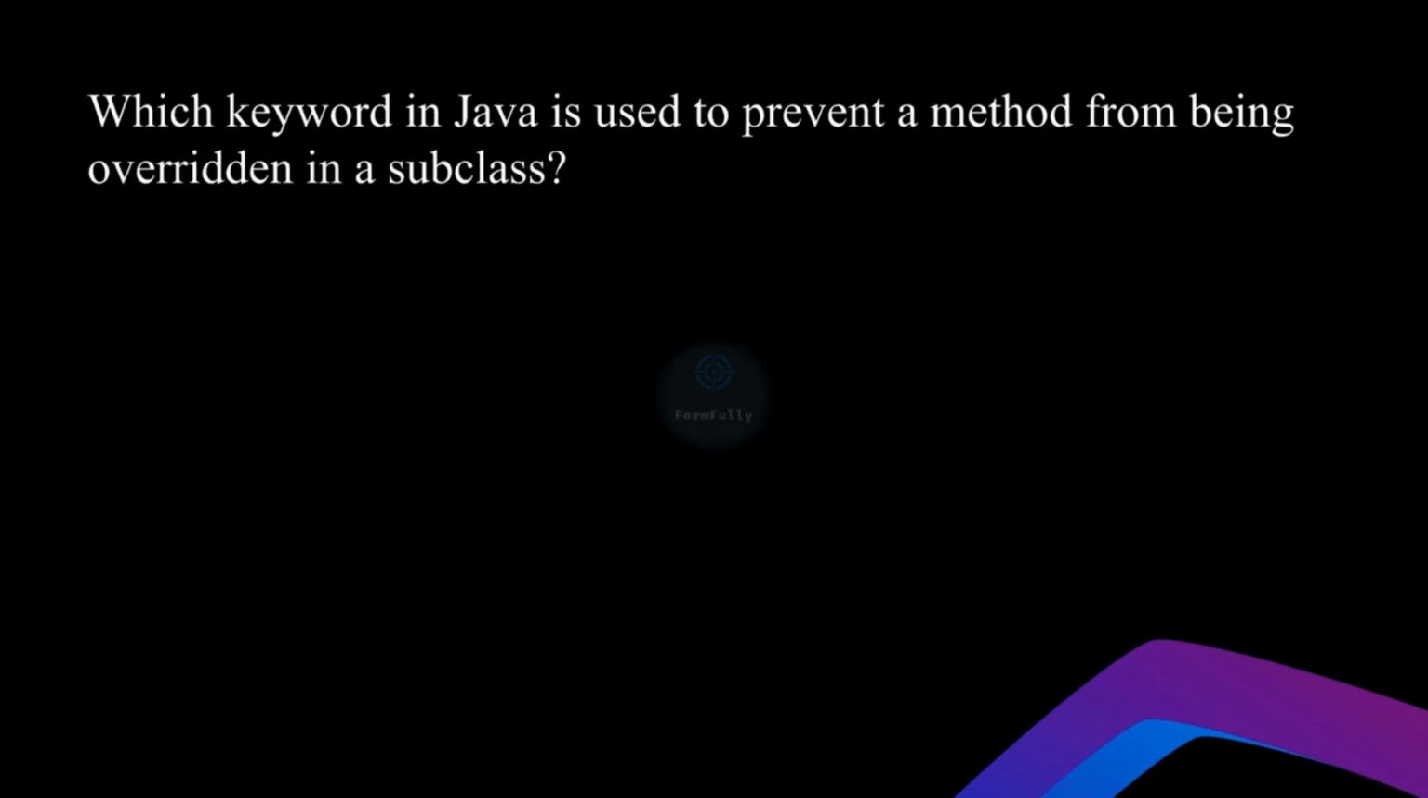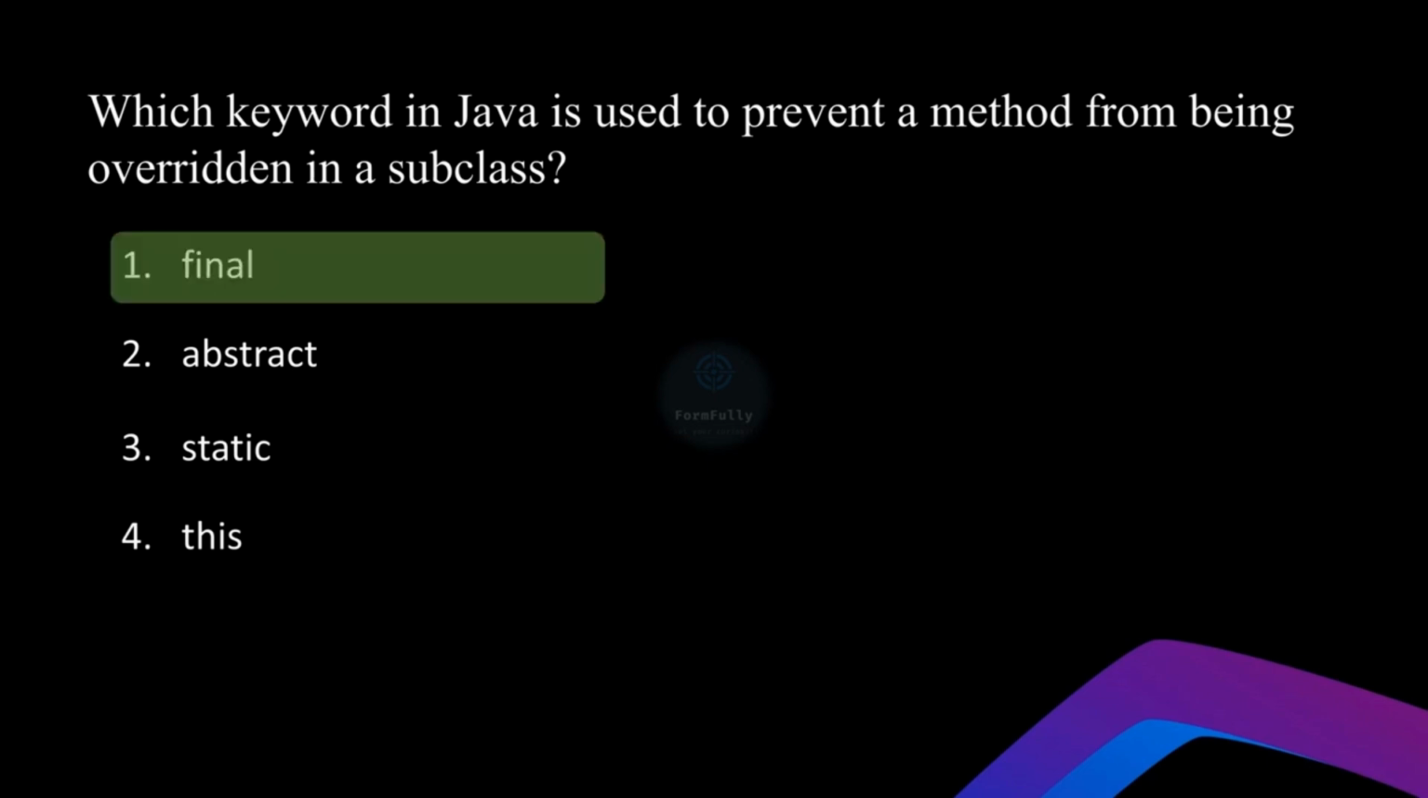Moving to the next question. Which keyword in Java is used to prevent a method from being overridden in a subclass? Final, abstract, static, this. When you declare a method as final, it means that the method's implementation in the current class is the definitive and final version of the method. A subclass cannot override a final method.